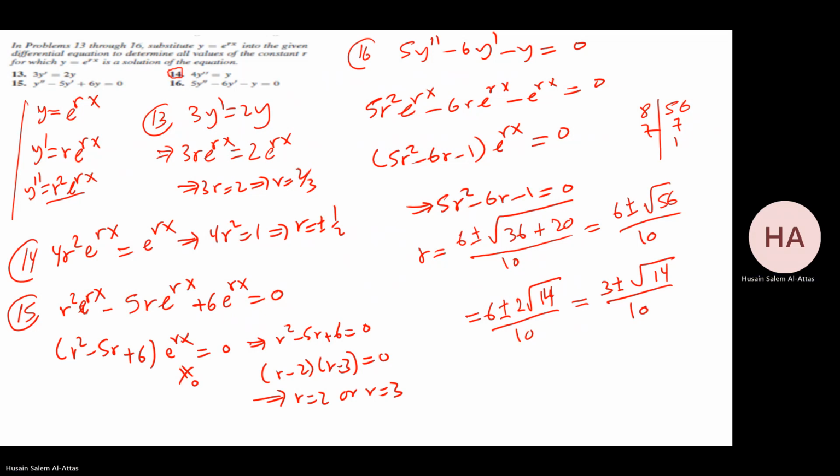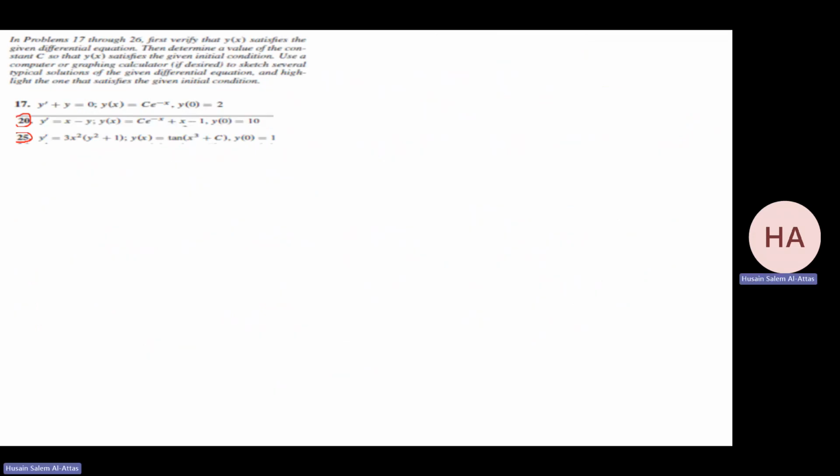6 over 5, sorry. I'm taking 2 as a common factor, and that will be over 5. Verify this satisfies the equation, and then try to find the C. I think we did something similar. Let me do it again. No problem.